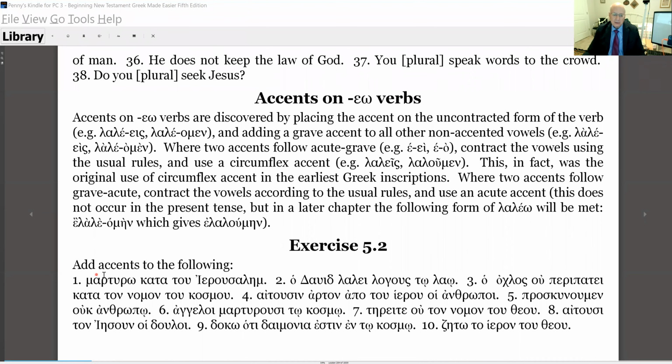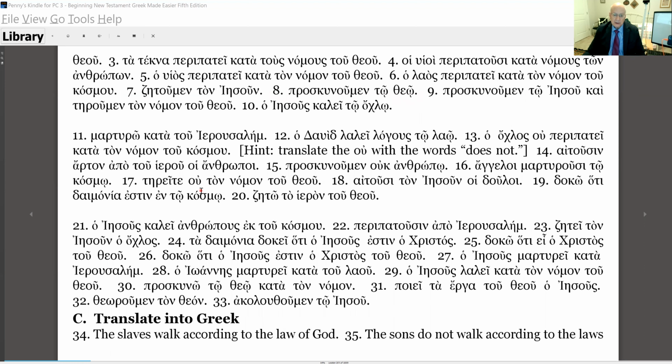this is an exercise for adding accents, and we aren't learning accent rules. We just noticed that a circumflex accent comes here, for example, martyro, I bear witness, I witnessed that, when the epsilon and the omega combine together. But I won't give you this exercise, because this is adding accents, and we don't really learn very many accent rules. As a general rule, we skip them.